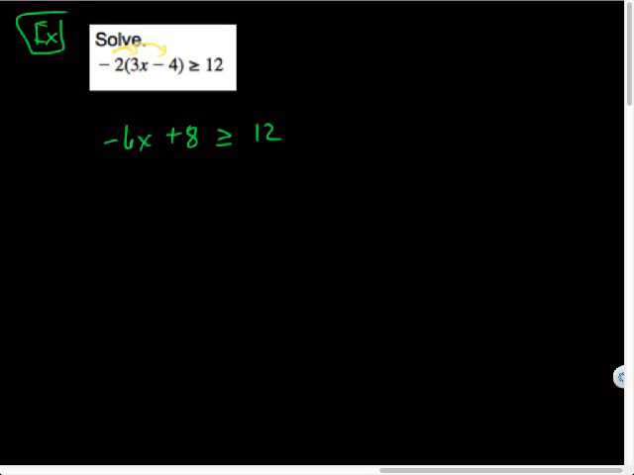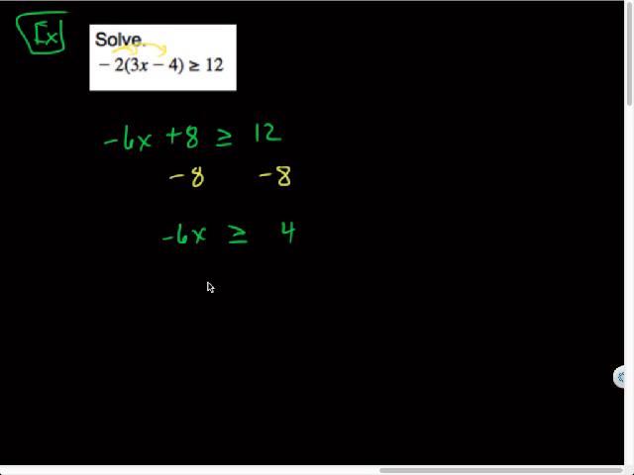Now we can add 8 or subtract 8. Hey, yeah, it's okay. You caught your mistake there. It's good. So inverse operation. So -6x is greater than or equal to 4. Yeah, and then kept the sign of the positive. I like it.